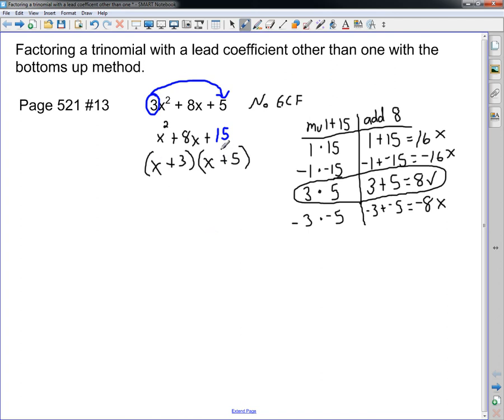Now if we FOIL this out, we get x times x is x squared, which is what we had here, but our main goal is to get back to this 3x squared. So we're not quite done. We still have a little work to do.